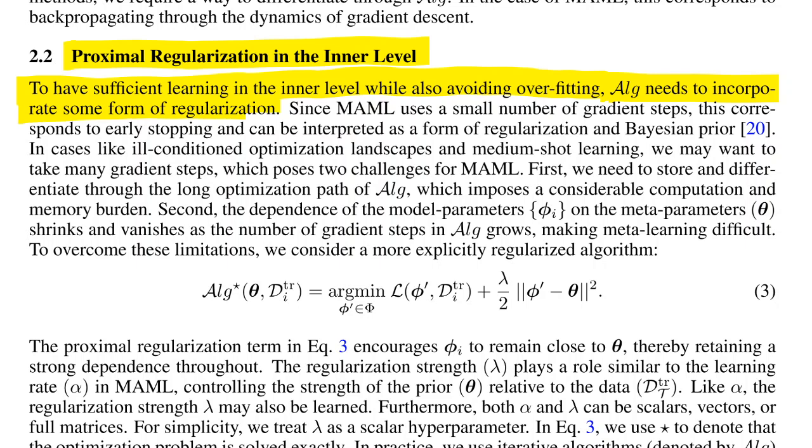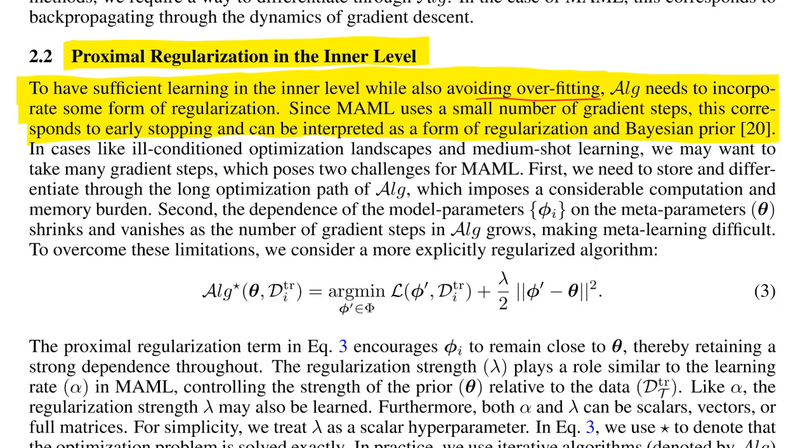So their point here is that especially if these individual tasks have small training data sets, you need to have some kind of protection against overfitting. And they say, since MAML uses a small number of gradient steps, this corresponds to early stopping and can be interpreted as a form of regularization and Bayesian prior.